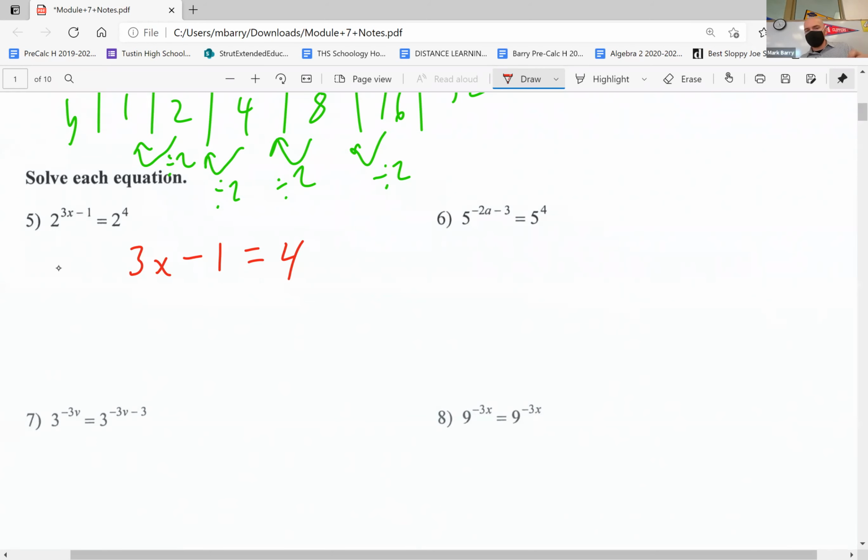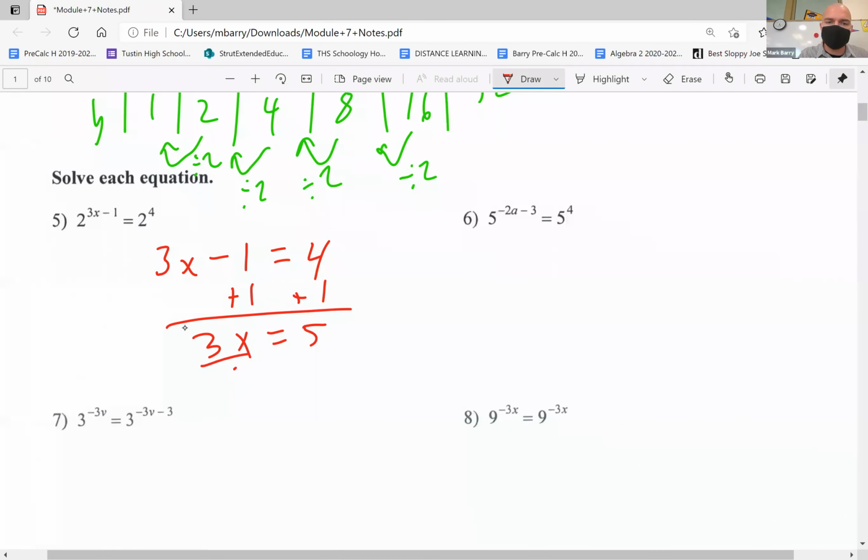Now, what if your bases are not the same on each side? Hold that thought. We will get to that today, actually. But for now, you can see on these first 4 questions, the bases are all the same. So if the bases are the same, set the exponents equal to each other. So now we'll add 1 over here. So 3x equals 5. So x equals 5 over 3. Done.